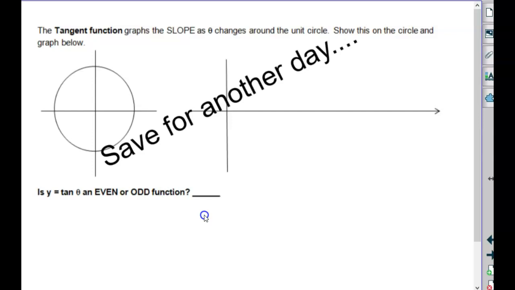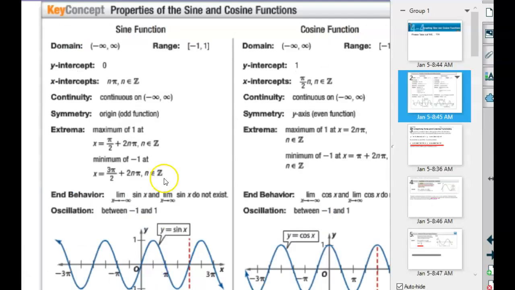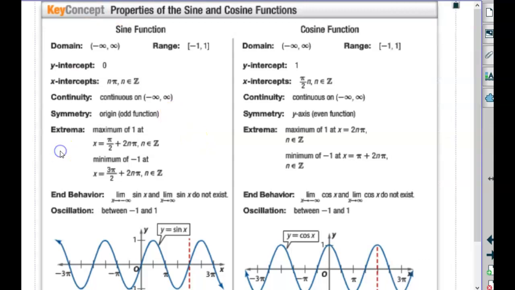We are not going to talk about tangent today because we are going to move on and talk about the amplitude changes, vertical shifts, and period changes, okay? Basic sine graph is odd. It goes on forever. It has an amplitude of what? Does anybody know what amplitude was? Did you watch the video?